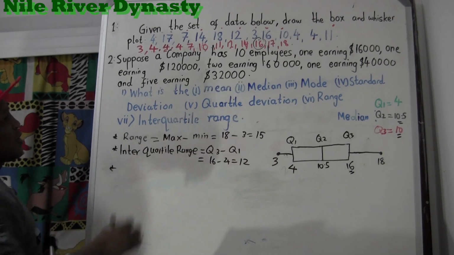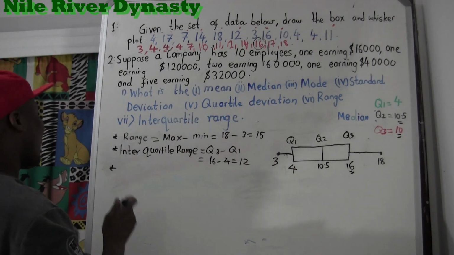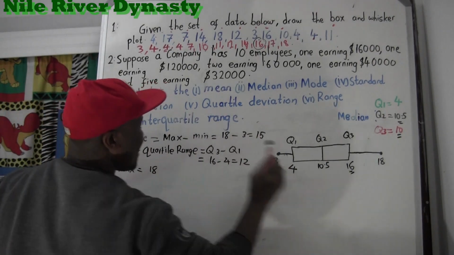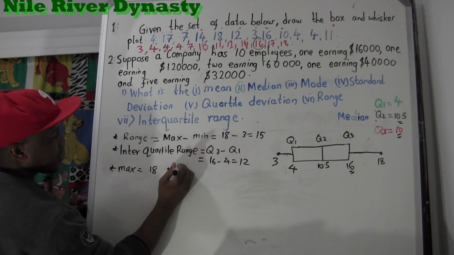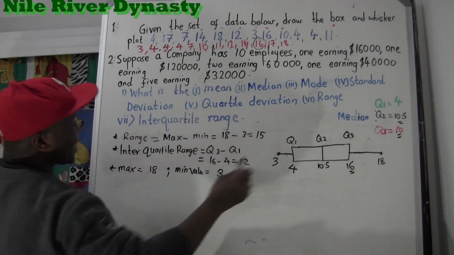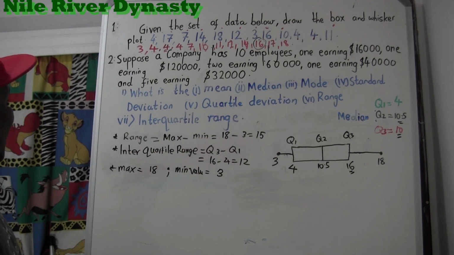Now let's go to the next one. Let's say this asks for the maximum value. So we know the maximum value is equal to 18. Minimum value equal to 3. Excuse me, 3. Now what else do they ask sometimes? I think that's all. Okay, so the first question is done.